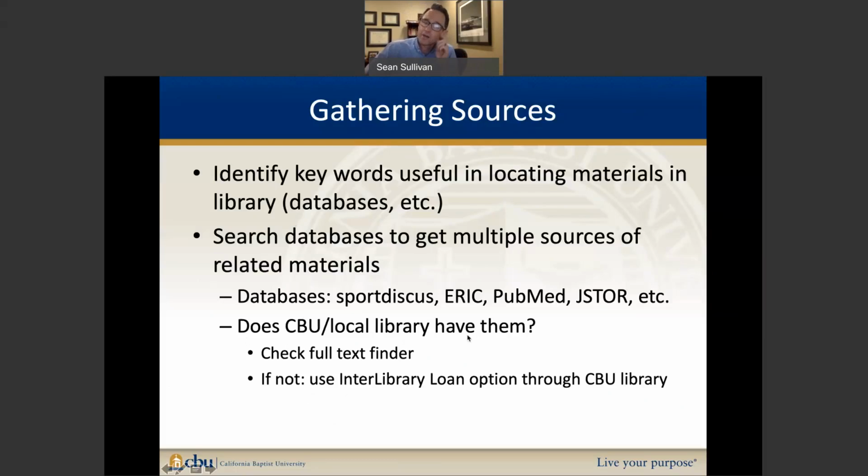So you've got to get on that early if you want to have these articles delivered in a way that helps you write your papers for this class. So get on it.